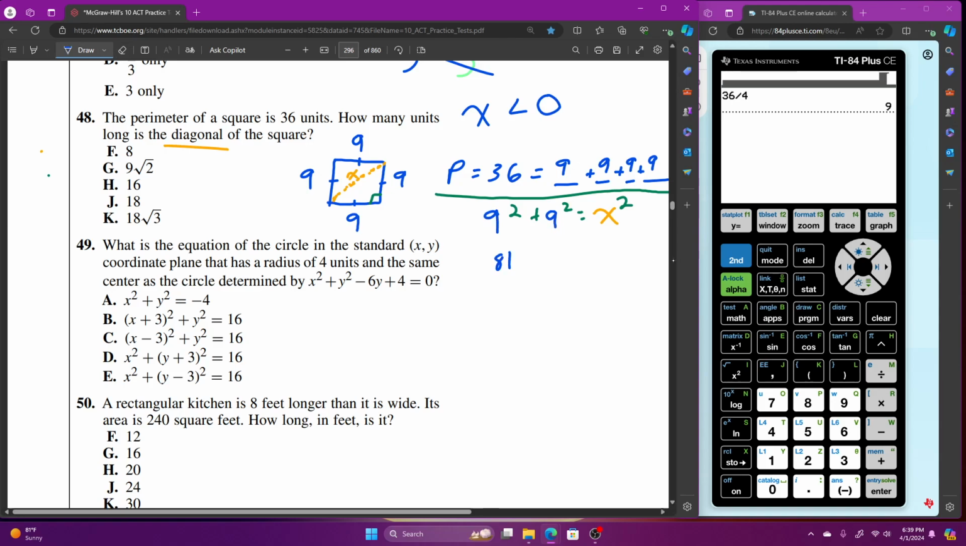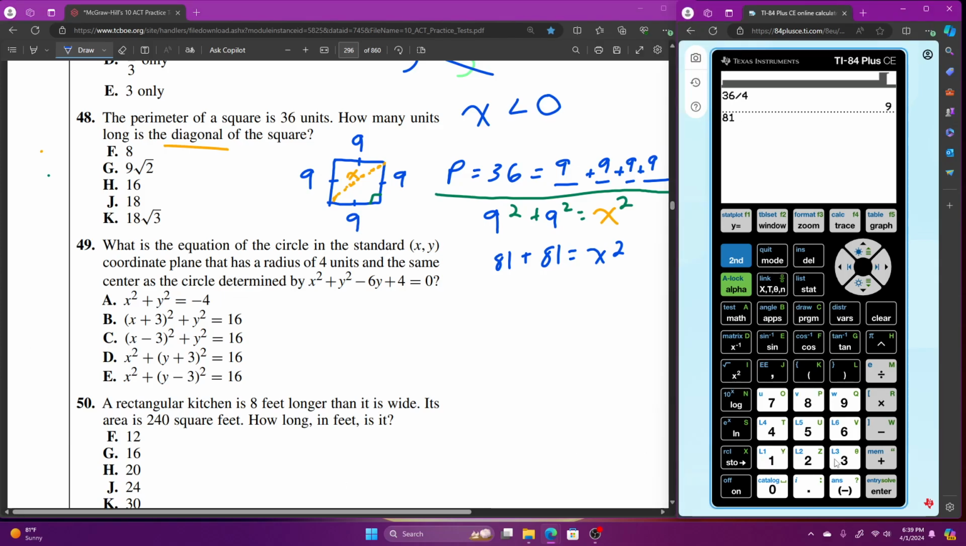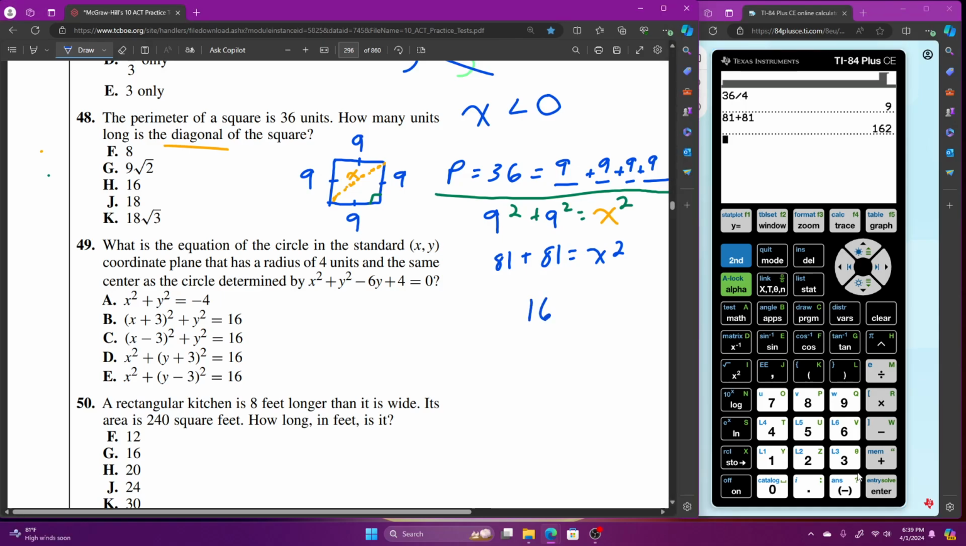And that's 81 plus 81 equals x squared, and 81 plus 81 equals 162, equals x squared. What's the opposite of something squared? Take the square root, so x equals the square root of 162.